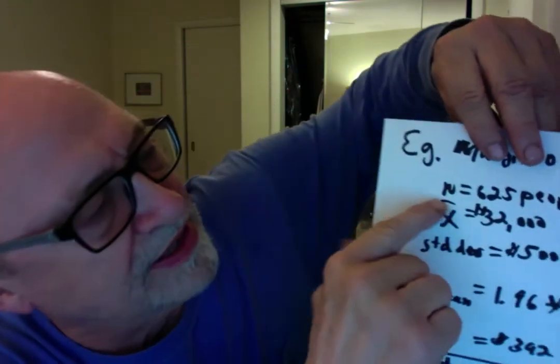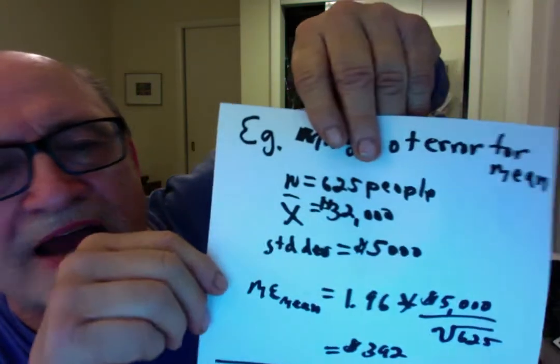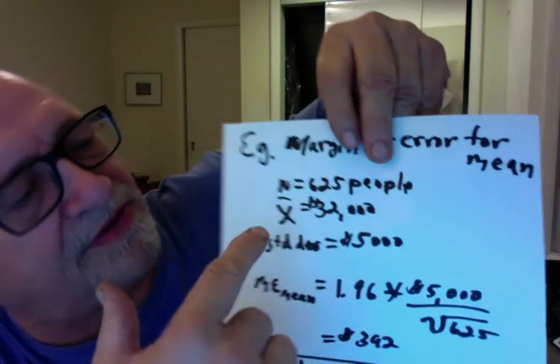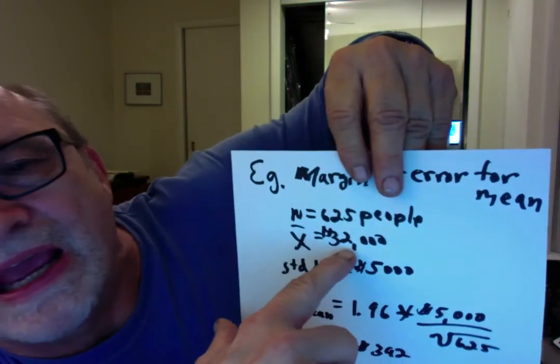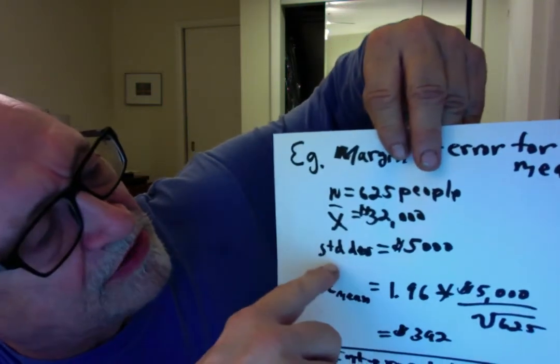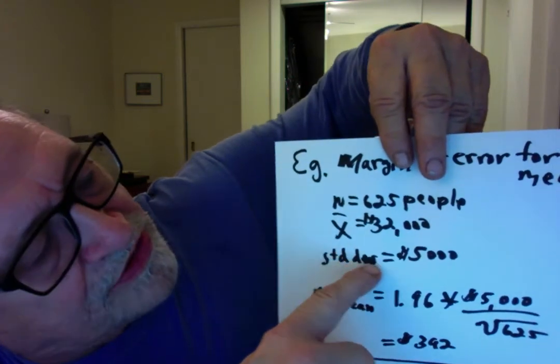And we have a random sample of 625 people, and we calculate the mean, and it comes to $32,000. We want to know how close that $32,000 is to what's actually out in the population. So in our example, N is 625. We have 625 cases. The mean, x bar, we came to 32,000. We did that calculation.